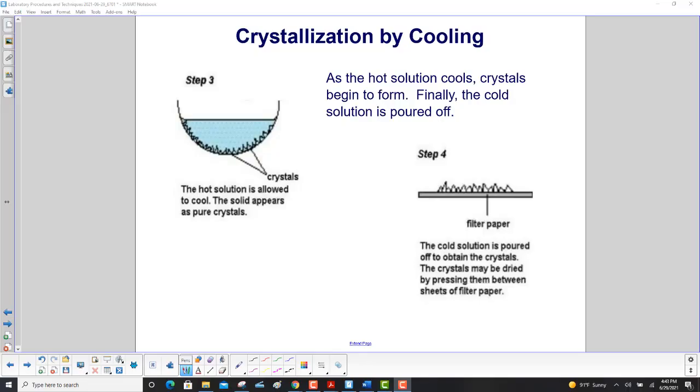As the hot solution cools, notice there's no Bunsen burner there anymore, crystals begin to form. Finally, the cold solution is poured off. So here we're allowing the solution to cool. The solid starts appearing as these crystals. Pour off the cold solution, and we're left with the crystals on top of the filter paper, and they can be dried by pressing them between separate sheets of filter paper.